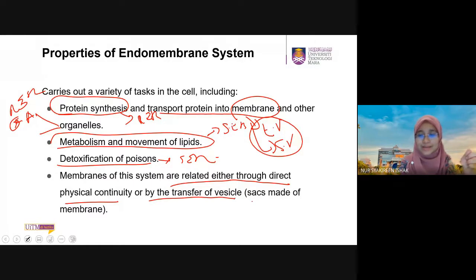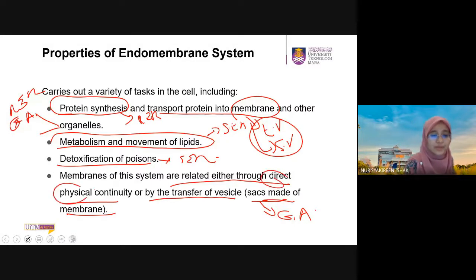Sac made up of membrane ni also melibatkan Golgi apparatus. So the membranes are connected directly or indirectly through direct physical continuity. Macam yang saya tunjuk tadi, the outer membrane of the nucleus is directly connected to the membrane of rough ER. The membrane of rough ER is connected to the membrane of smooth ER. From there, it can produce transport vesicle that will merge with the membrane of the Golgi apparatus.